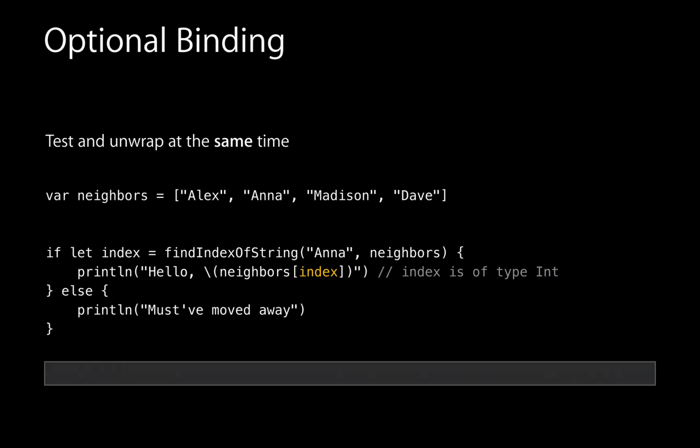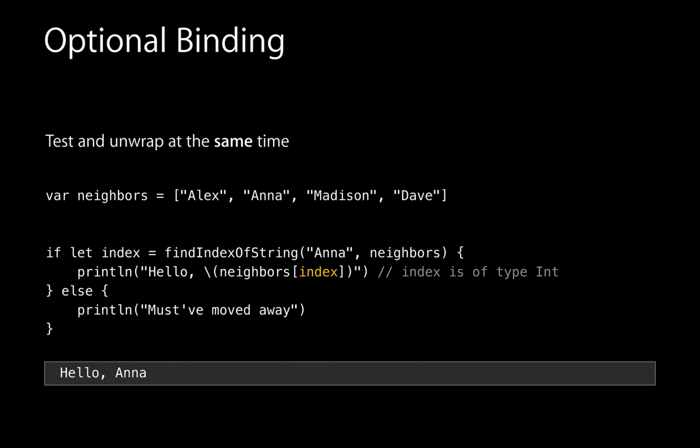But we can actually combine these together. There's no need to actually include a temporary variable. We can simply evaluate the result of the function directly inline and then assign that, after it's unwrapped, to the index here, which now is of type non-optional Int, just regular old Int.